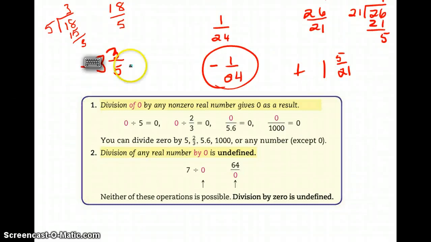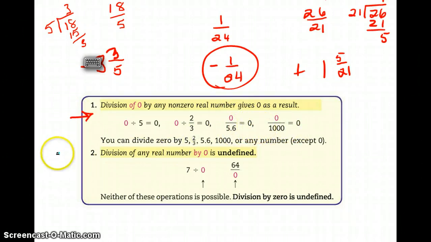There's nothing more to it. The last thing I want you to remember about division first is that division of 0 by any other number is always going to give you a 0. 0 divided by 5 is 0. 0 divided by 2/3 is 0. 0 divided by 0.56 is 0.